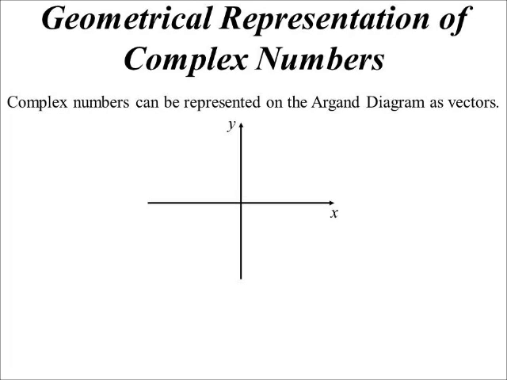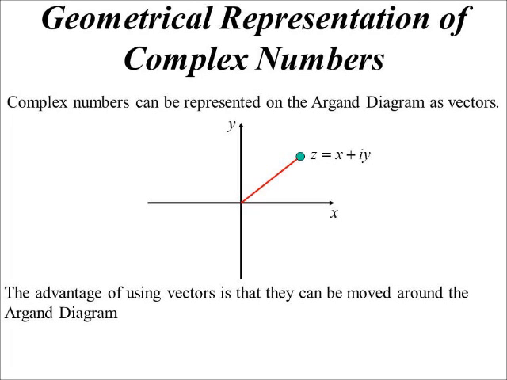So there's our Argand diagram. There's our complex number z equals x plus iy as a point. And there's only one spot I can put it as a point, and that's right there. But if I represent it as a vector, the red line there, the advantage is I can translate it. I can slide it wherever I like, and it maintains the same properties.